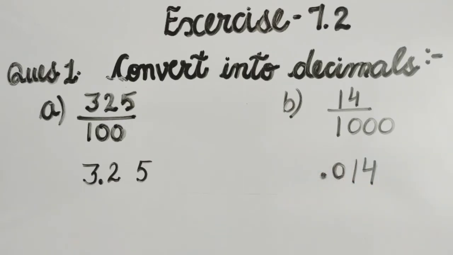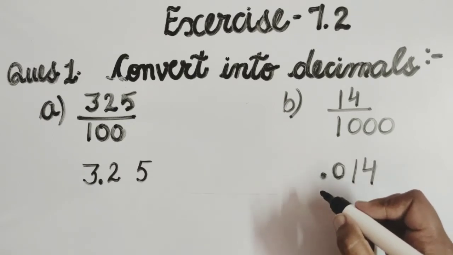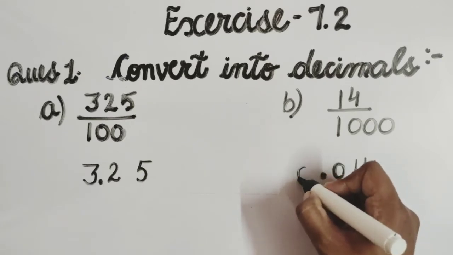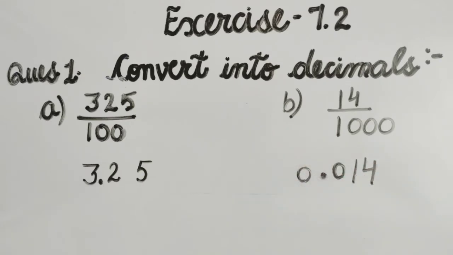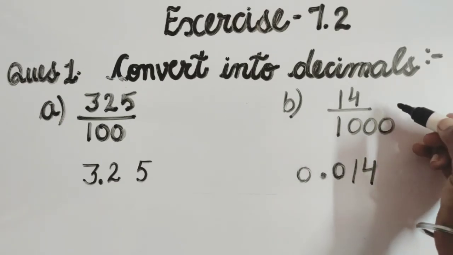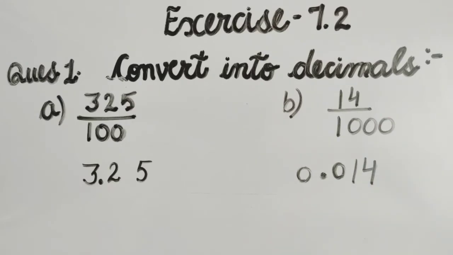Now students, always remember, although it is not mandatory, when nothing is there before the decimal, we used to put 0. In this way, we can convert a fraction into a decimal. I hope, students, this question is clear to everyone.